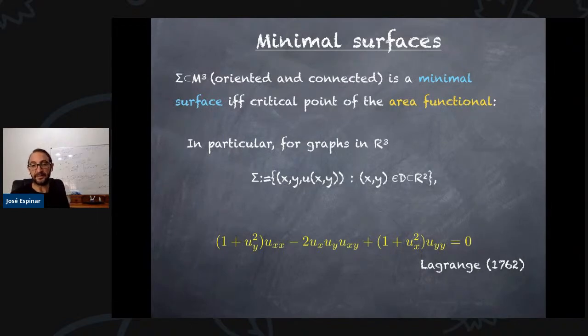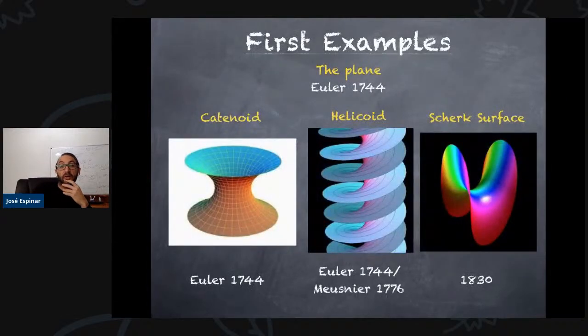People around that time were trying to look for minimal surfaces. So we are going to see now the first examples of how to find minimal surfaces, okay? The only solution that Lagrange could find with this equation was the plane, right? The plane is nothing but a linear combination of x and y, and it solves this equation, because the second derivatives of u are going to be 0. The plane was also found by Euler in 1744. Around that time, Euler also found the catenoid, and also the helicoid. Later, like 100 years later, Scherk found another type of minimal surface.